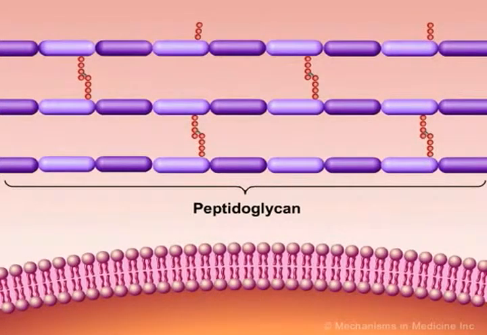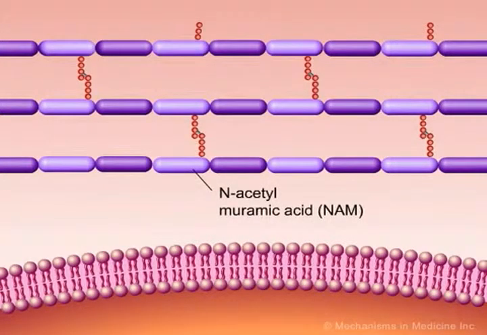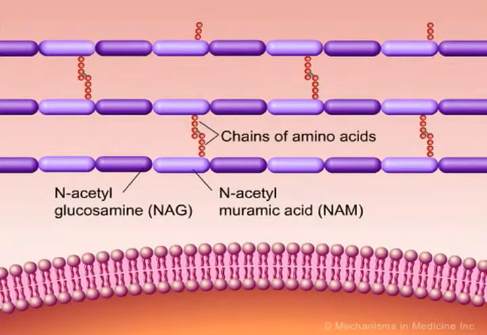Peptidoglycan, the most important component of the cell wall, is a polymer made of N-acetylmuramic acid, alternating with N-acetylglucosamine, which are cross-linked by chains of 4 amino acids. The function of the bacterial cell wall is to maintain the characteristic shape of the organism and to prevent the bacterium from bursting when fluid flows into the organism by osmosis.